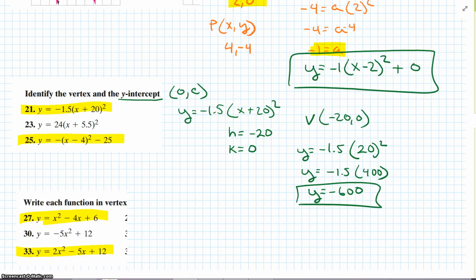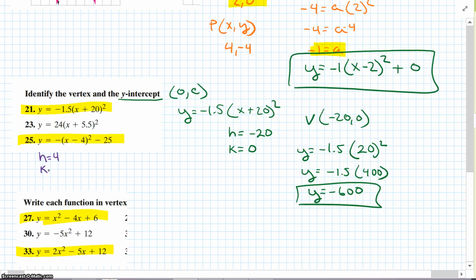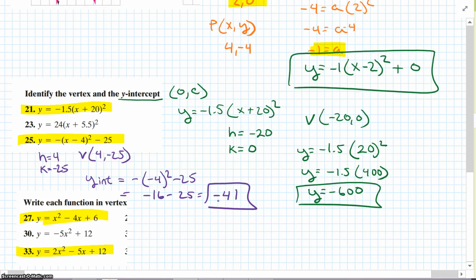25. Let's use purple. Okay. My vertex, well, my h value is 4. My k value is negative 25, so my vertex is (4, negative 25). To find the y-intercept, we just got to make x equal to 0, so it's going to be negative 4 squared minus 25. Well, negative 4 squared is 16, so that's just going to be 16 minus 25, which is going to be negative 9. So there's my y-intercept.